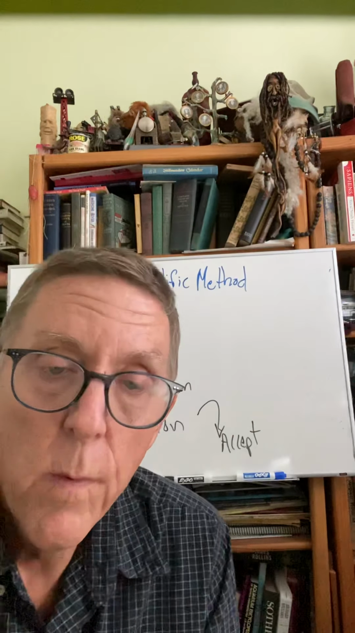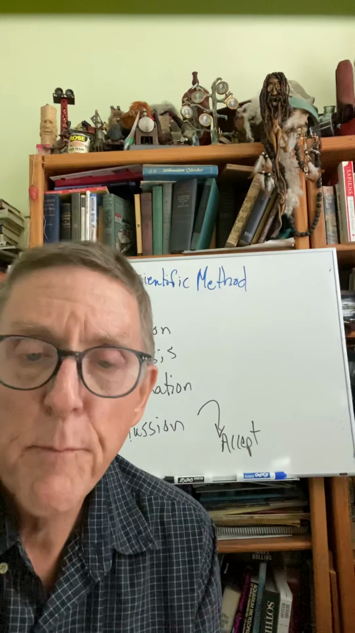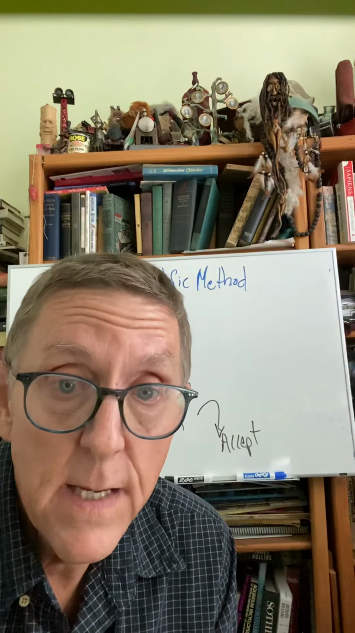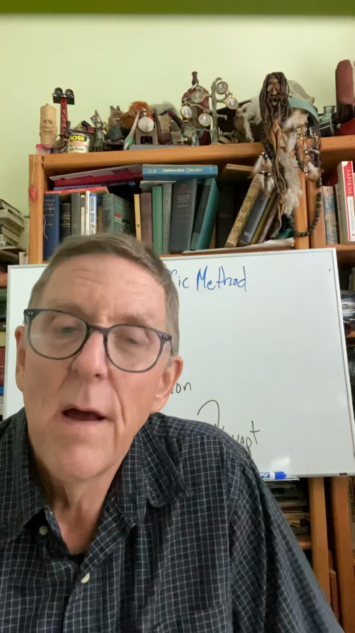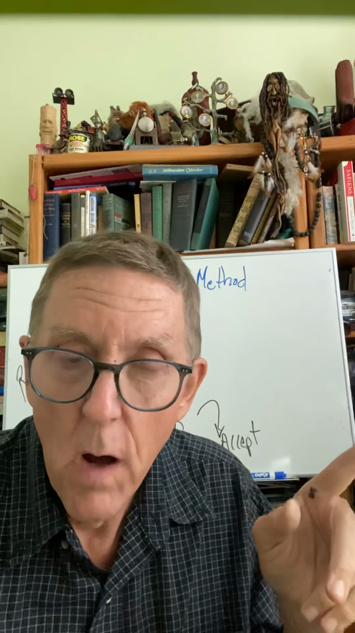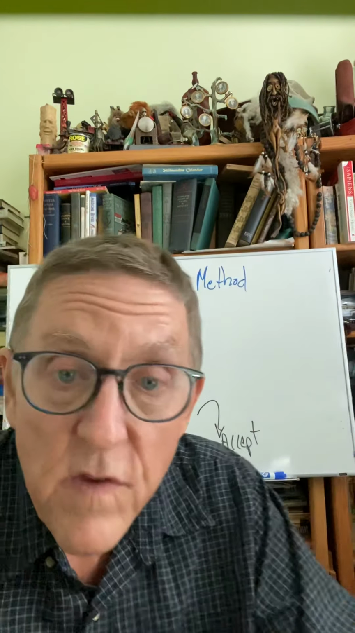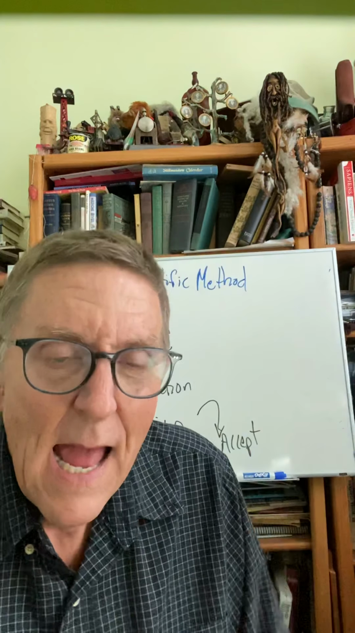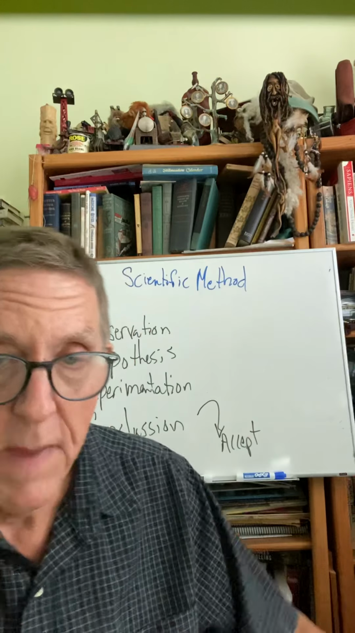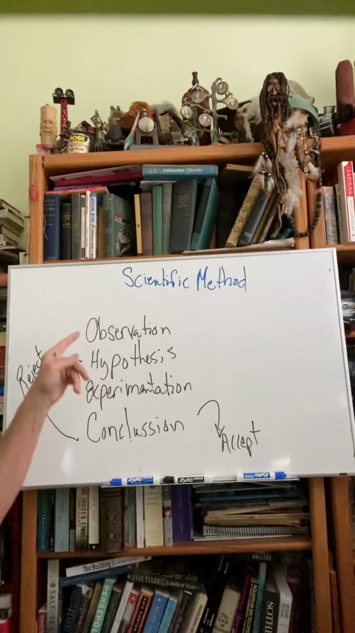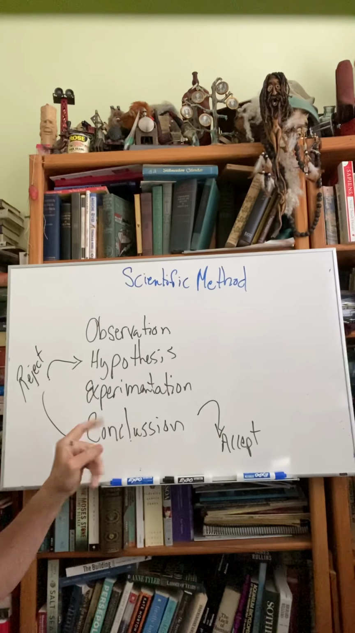All right, so we're going to talk about the steps in scientific inquiry. And I'm going to draw on an example that I used a minute ago. I used the example of seeing an animal over there. And so there are 4 steps to the scientific method. Observation, hypothesis, experimentation, and conclusion.